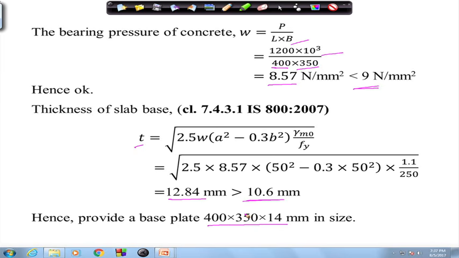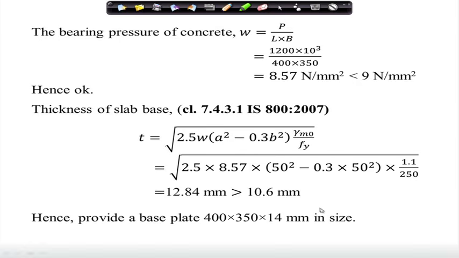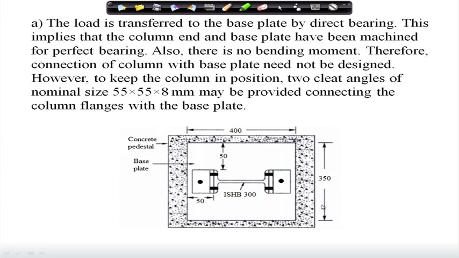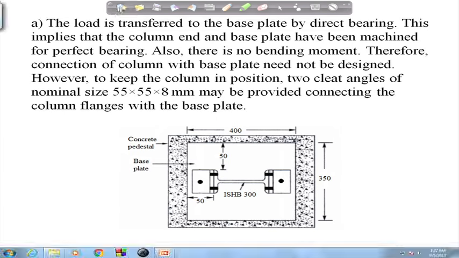Okay. So, once we find out the size of base plate, now we will connect the base plate with the column. So, there are two cases, one will be the load when it is transferred to the base plate by direct bearing. So, in this case, as there is no moment, we can provide a nominal number of bolts and a nominal size of the cleat angle. So, here we are providing nominal size of the cleat angle as 55 by 55 by 8 and two numbers of bolt of 20 mm diameter, right.